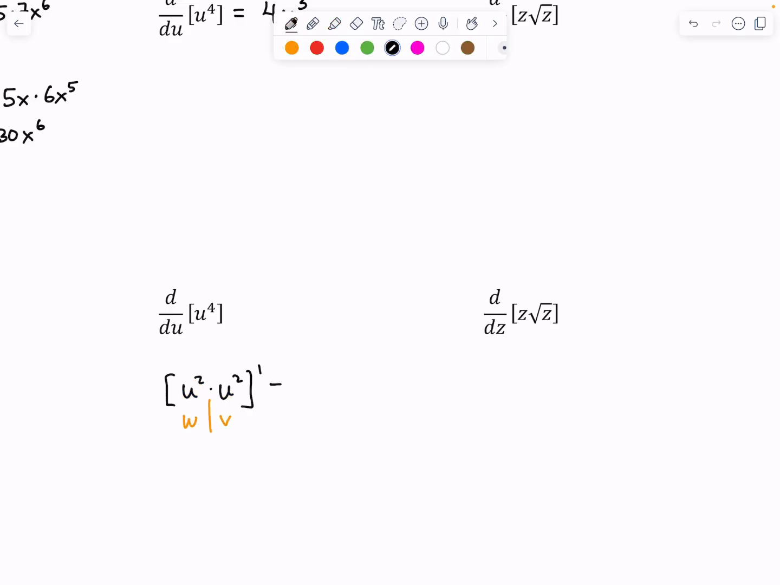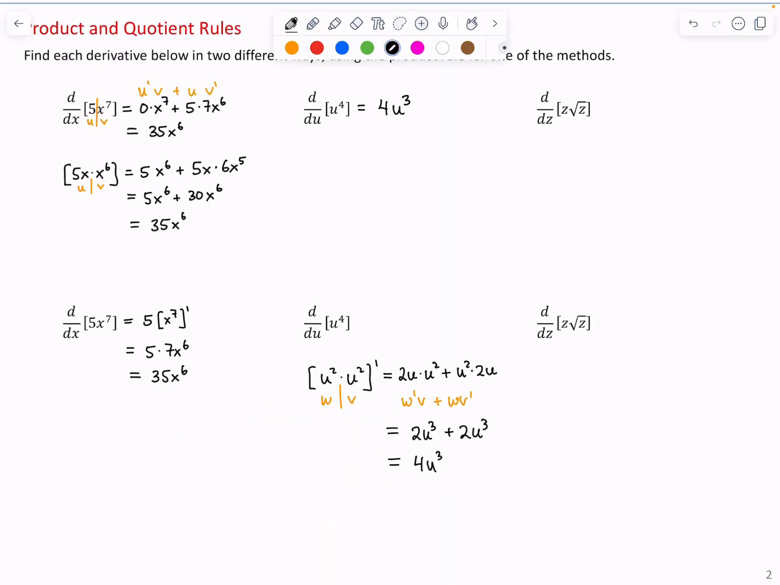So the derivative will be w prime v plus w v prime using the product rule. So we differentiate w with respect to u, thinking of u as the independent variable, and that gives us 2u, and then times v, which is just u squared, plus w, which is u squared, and then times v prime, which is just 2u. So we get 2u cubed plus another 2u cubed, confirming we get 4u cubed. Again, this is not the best way to go about doing this derivative, but it shows that the product rule produces a result that is expected, that I got much more easily just using the power rule from the start.